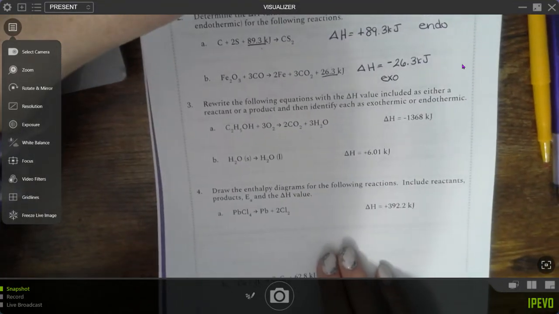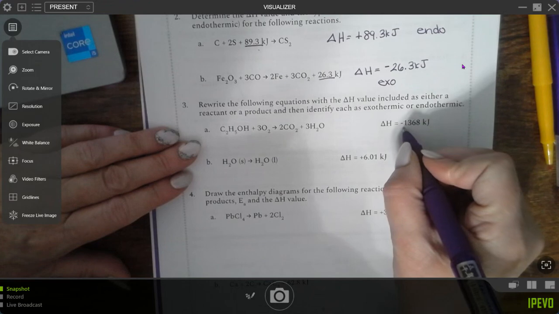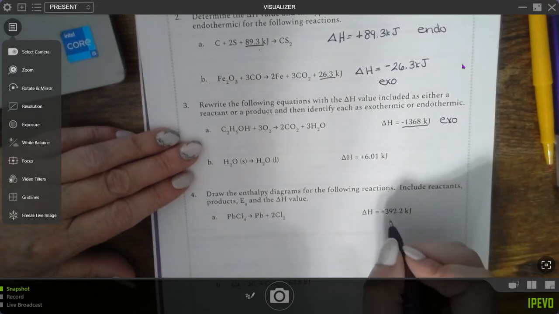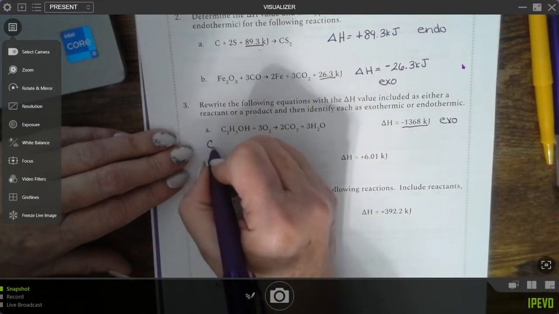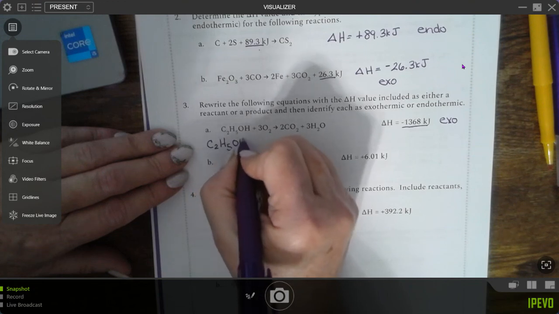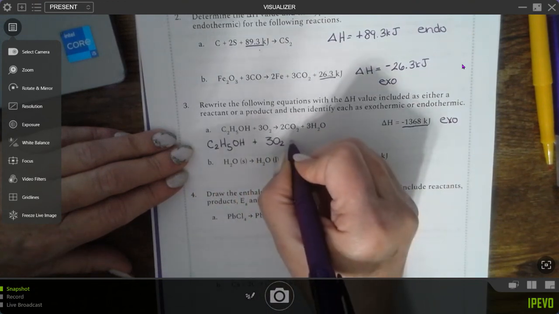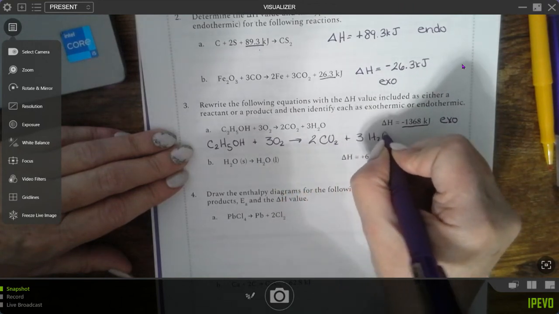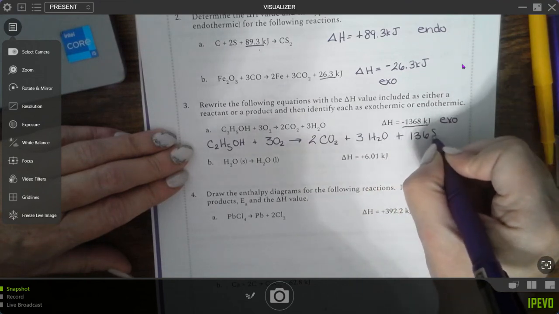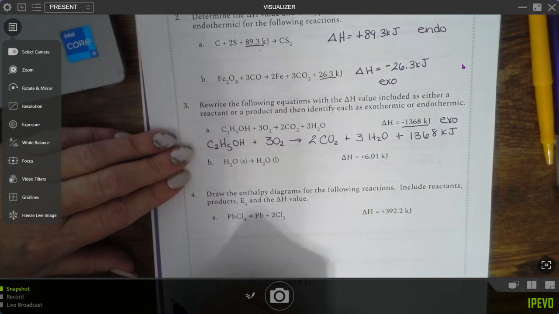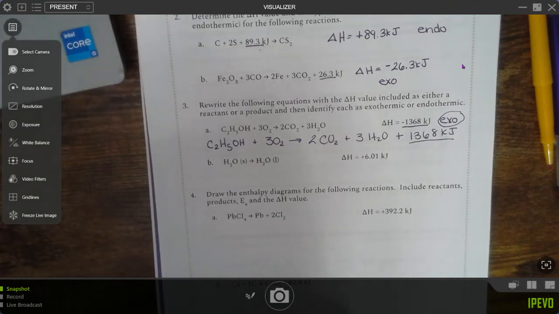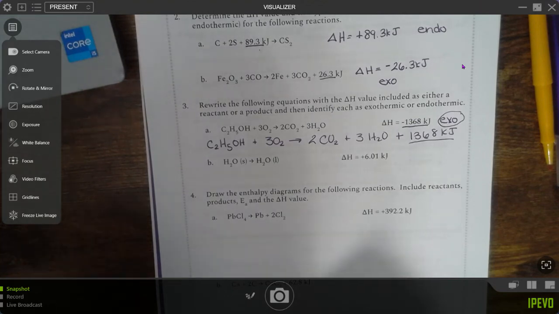All right. Rewrite the equations. Okay, so negative 1368 kilojoules tells me this is an exothermic equation, and I need to rewrite it. So I'm going to say C2H5OH plus 3O2 produces 2CO2 plus 3H2O plus 1368 kilojoules. Okay, so we put the energy on the product side because the reaction is producing energy and energy is moving from the system to the surroundings.